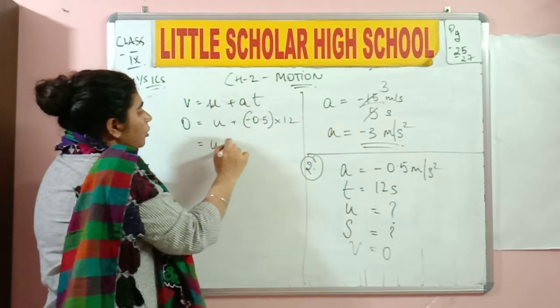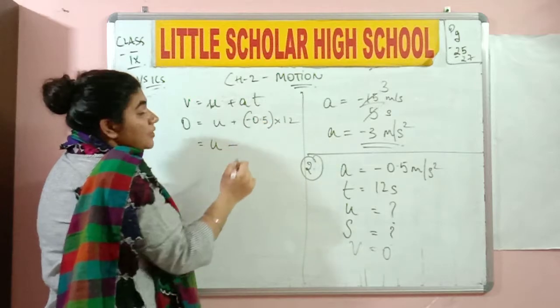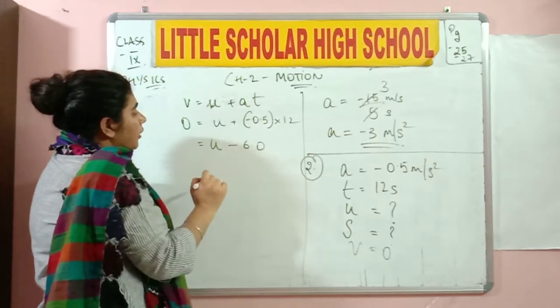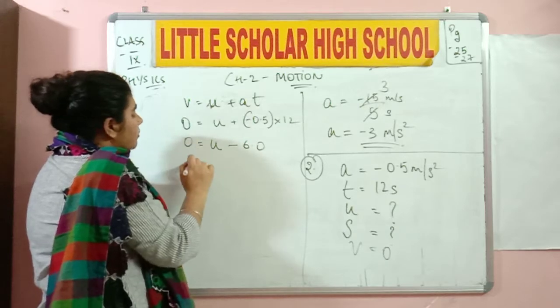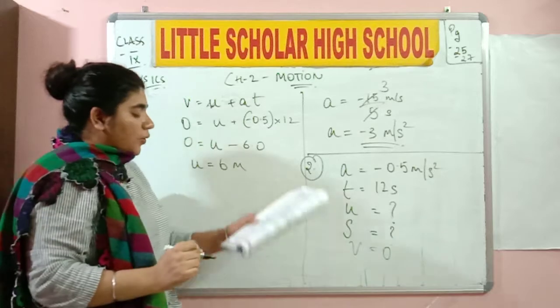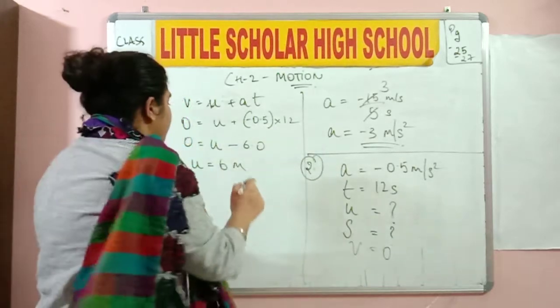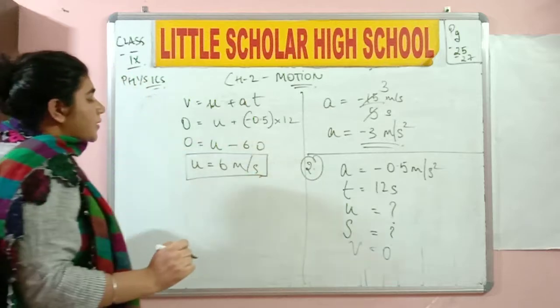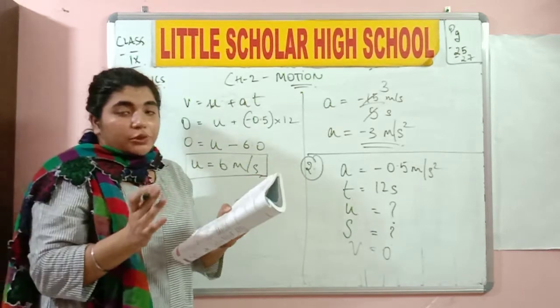So u minus 12 into 5 is 60. So it is 6.0 because we have a point over here, and it is 0 again. So u is nothing but 6 meters. Let's look at the values over here. Yes, it's 6 meters per second. So the initial velocity, we found it out to be 6 meters per second. So half of the question is solved.